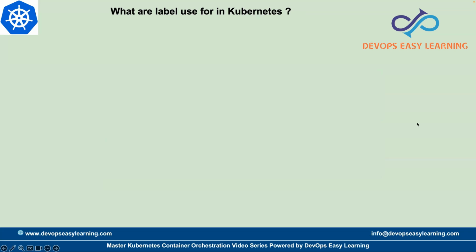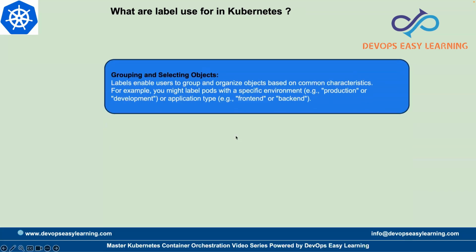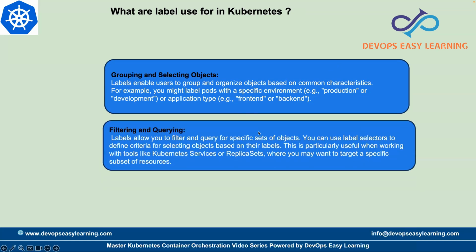Now, we talk about those label in Kubernetes, but to be more specific, I mentioned they are used for grouping and selecting, right? So we use those label to group, like I mentioned earlier, and we can also use that for filtering and query, right? We can use that to filter and query. We will be able to regroup.